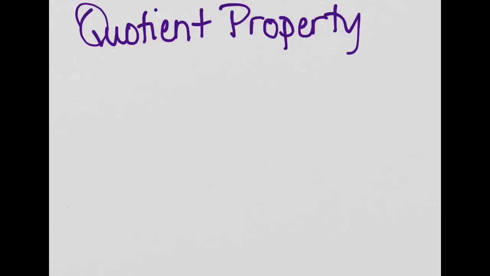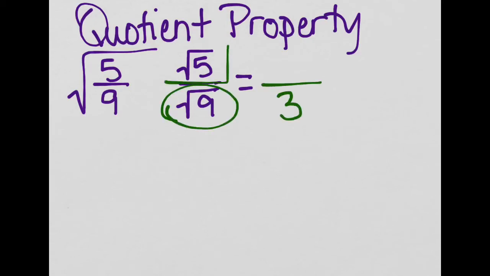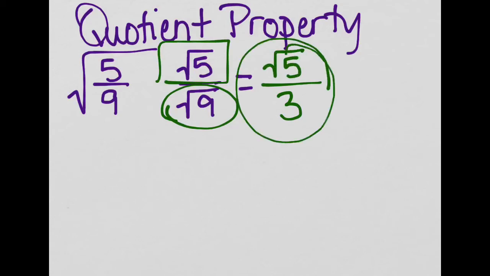Okay, our next property that we're working with is the quotient property, and that just means that we are taking the division. So if we have the square root of 5 over the square root of 9, in the same way that with the product property we could smush them together, here we can separate them. So this is the same thing as saying the square root of 5 over the square root of 9. I can actually take the square root of 9, which gives me a 3 on bottom. This right here cannot be simplified, so it remains with the square root of 5 on top.